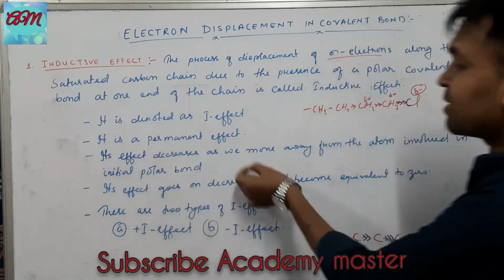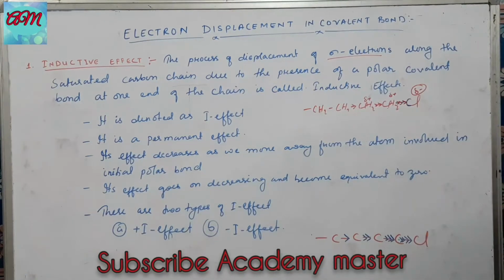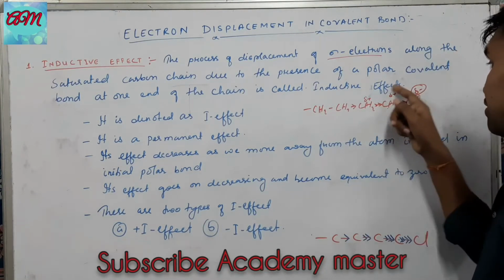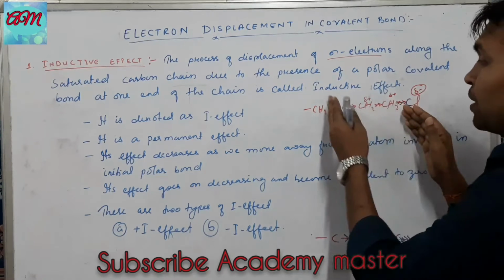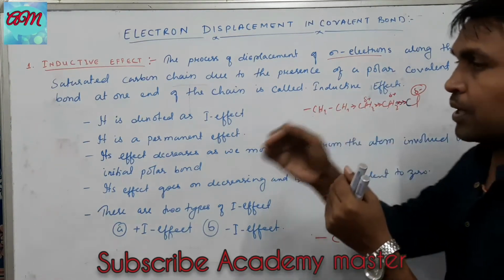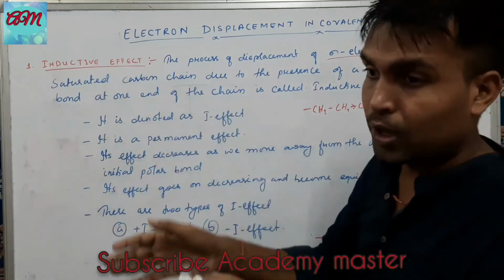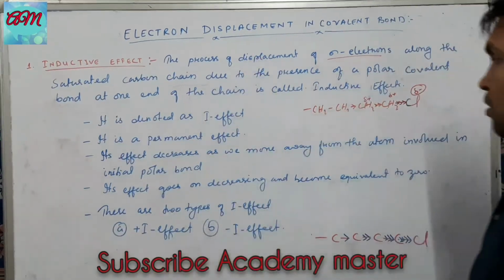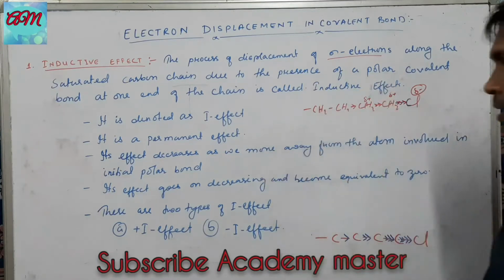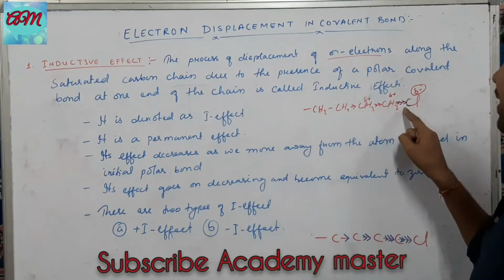Its effect decreases as we move away from the atom involved in the initial polar covalent bond. This is the atom involved in the initial polar covalent bond. As we move away from it, the effect of pulling the electrons of other carbons will go on decreasing. A time will come when it will become 0. The effect will be negligible. It will not be exactly 0, but it will be negligible. But here the effect will be maximum.